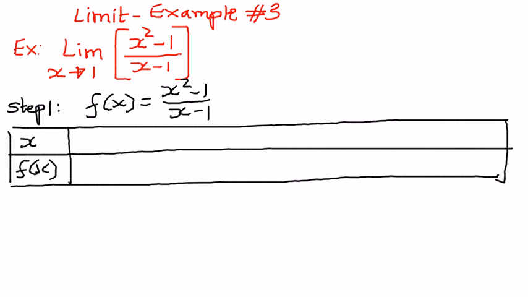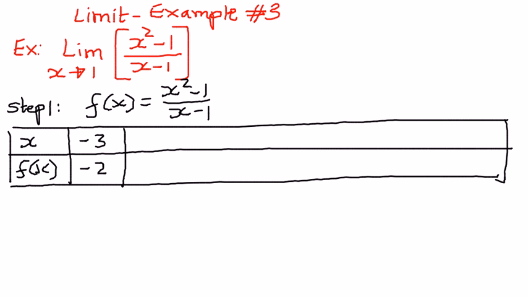We'll pick some points on the negative x-axis and some points on the positive x-axis. When the value of x equals negative 3, the value of the function is going to be equal to negative 2. What we are doing here is substituting x equal to negative 3 in the given function: negative 3 raised to the power of 2 minus 1 divided by negative 3 minus 1. When we simplify the math, that is going to be equal to negative 2.